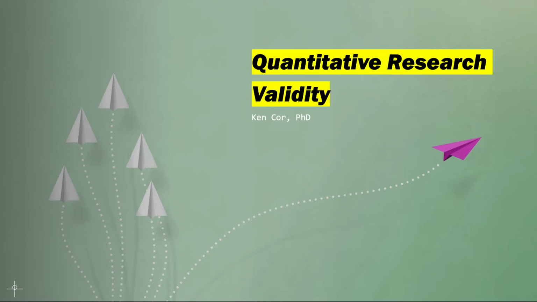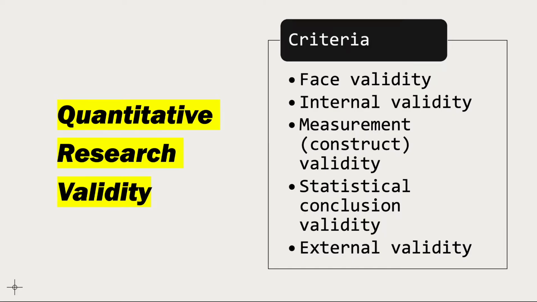Hello and welcome to this lesson on quantitative research validity. The lesson should provide a basis for you to be able to evaluate the quality of quantitative educational health sciences research. The general validity question for quantitative research is, are the conclusions of a study supported? And there are 5 criteria that we use to answer this basic question.